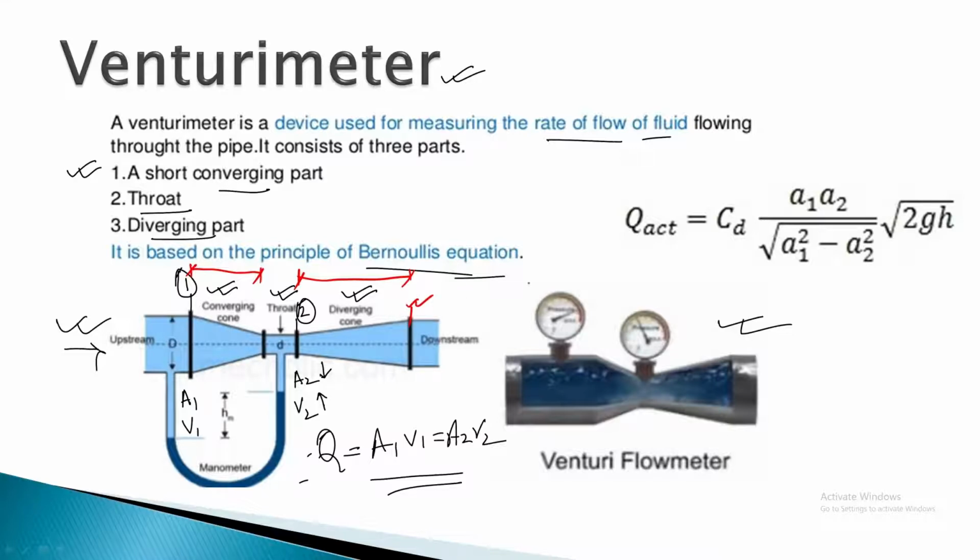Now we will derive how this equation comes. This is the actual discharge: CD into A1 into A2 by root over A1 square minus A2 square into root 2gh. What is A1 and A2? A1 is the cross-sectional area at this section, and A2 is the cross-sectional area at this section. Okay, so let's start the derivation.